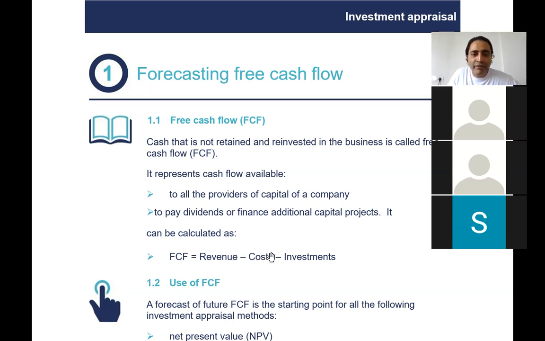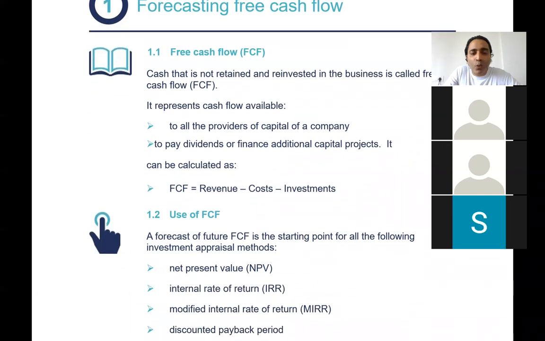So all the cash revenue minus all the cash expenses minus, you set aside those funds which you would need for future investments. It can be a capital investment or it can be a short-term working capital investment. It can be a long-term project investment. It can also be a short-term working capital investment, right? So once you set aside those amounts, what you get is the free cash flow.